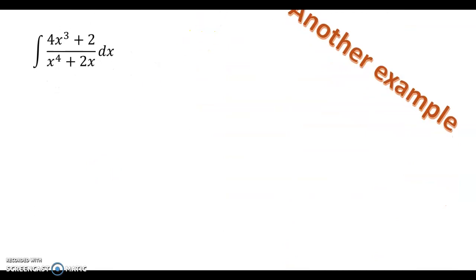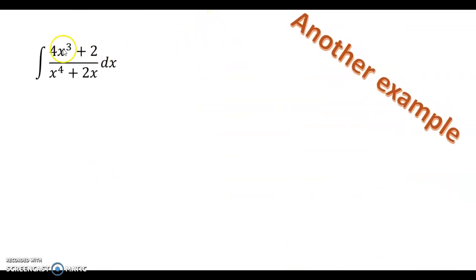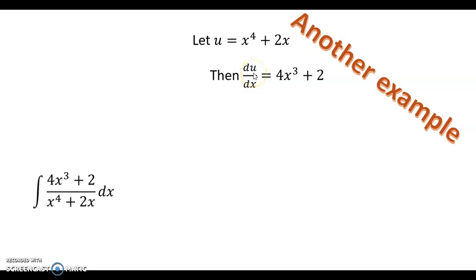Another example. We've got the higher power on the bottom, two functions, a fraction, and it looks like the top might be the derivative. So we'll let u equal the function on the bottom. We take its derivative, looking familiar. We kind of separate this out. So we can just throw in du for this piece right here, dx.